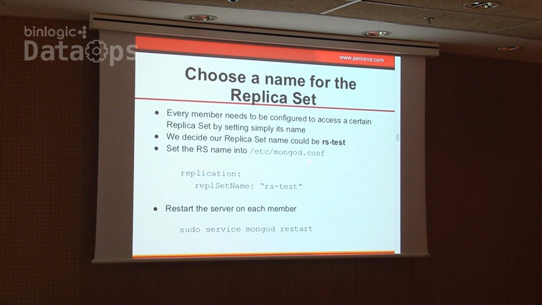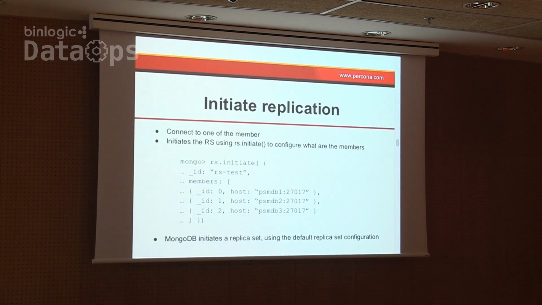So let's say that our replica set name is rs.test. We just need to put into the configuration file of MongoDB, that is by default etc mongod.conf, this kind of string: section replication, replSetName, so the name of the replica set is rs.test. And then we just need to restart the server. We put this configuration on each of the 3 nodes, and that's all. This is the basic configuration of a replica set.